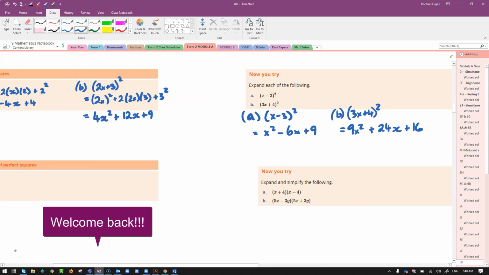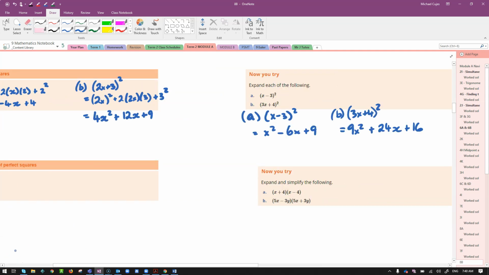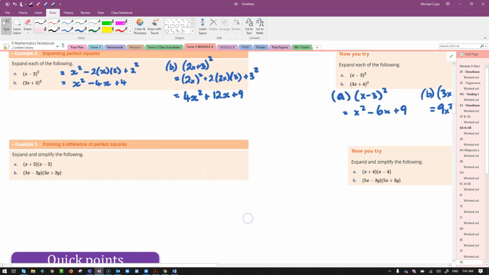And there you have it. x squared minus 6x plus 9. And the second one, 3x when I square it becomes 9x squared. 2 times 3x times 4 is 6x times 4, 24x. And the 4 squared is 16. So writing that first line as I did in my example isn't necessary. If you're great at your multiplying and you think you've got your head around it, you can go straight to the answer on these. There is nothing wrong with that at all.